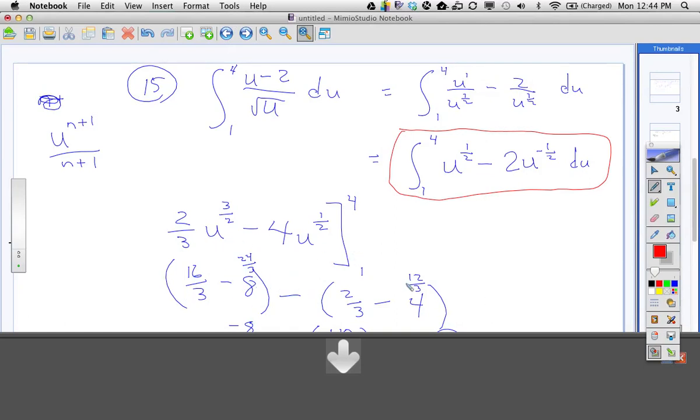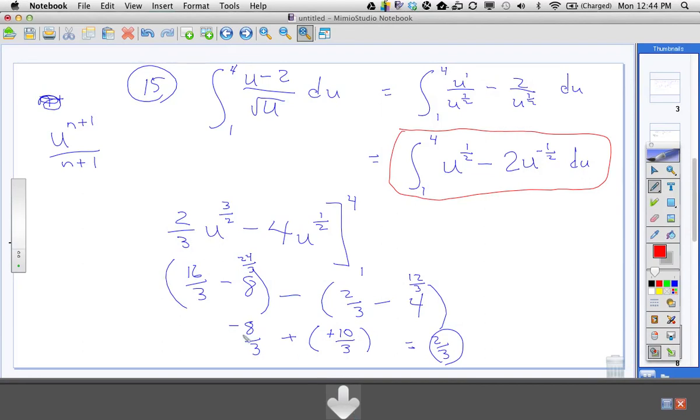Then you put a 1 in. So this is f of b minus f of a. Now you put a 1 in here. 1 to anything is 1, so that'd be 2/3. 1 to 1/2 times 4, that'd be 4. Then you get a common denominator. 8 is 24 thirds, so 16 thirds minus 24 thirds would be negative 8 thirds. 2 thirds minus 12 thirds. 4 would be 12 thirds, so 2 thirds minus 12 thirds would be negative 10 thirds. Add the opposite. 2 thirds. So that one, definitely, you could have something like that.